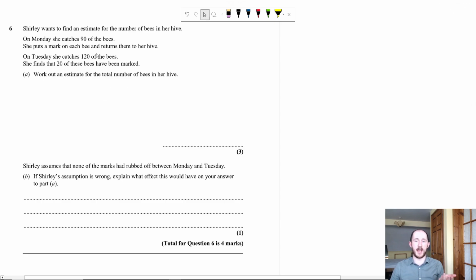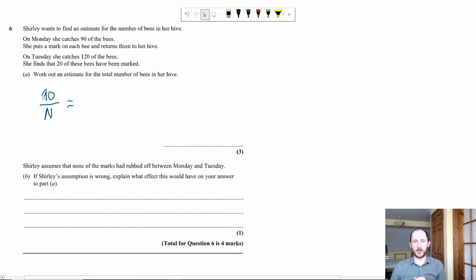And this actually is how they count populations of things like dolphins, sharks, fish, etc. So here's how it works, okay? On Monday, when she catches 90 of the bees, she catches 90 out of the total number of bees in her hive, right? So she's got 90 of them out of however many there are in total. Cool. Then she releases them back into the hive, and then on the next day, she catches 120 bees and 20 of them are marked. Here's the logic.